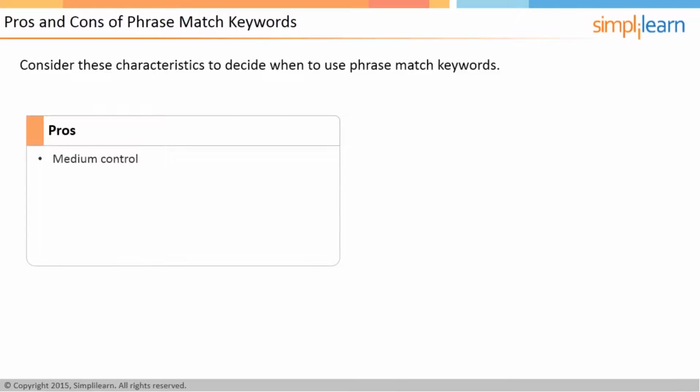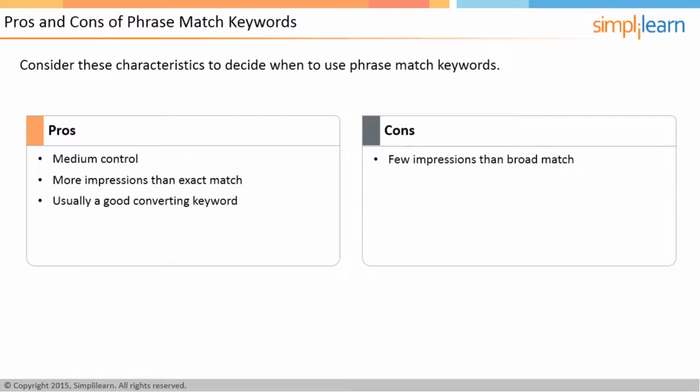So the pro is it's a medium control. It's more control than broad match. It's less than exact match. It has more impressions than exact match because a user can add additional words before or after or both of your keyword within their query. So it's also good for highly converting words to use this one. Now the cons are it's fewer impressions than broad match because the word order matters, and it's not as much control as exact match. So it's sort of a medium control match type.